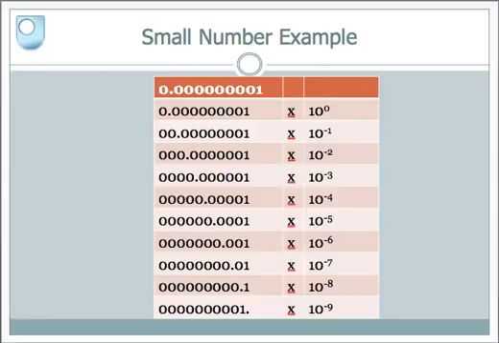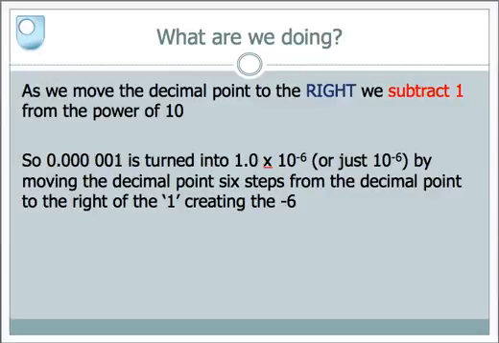So I start off with 10 to the power of 0, and then I move my decimal point 1 place to the right, and I take 1 off 0, which gives me -1. And I repeat this all the way through until I get my decimal point on the other side of the number 1. And in this particular case, I've moved my decimal point 9 times, but I've moved it to the right, and I represent this number as 10 to the minus 9. So as we've moved the decimal point to the right, we subtract 1 from the power of 10.